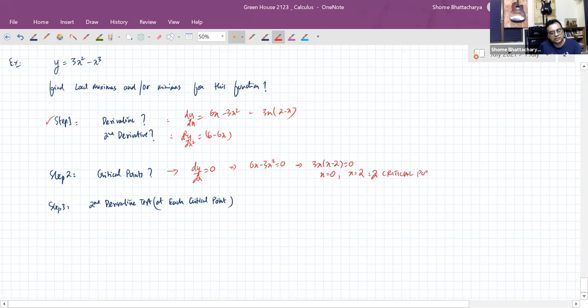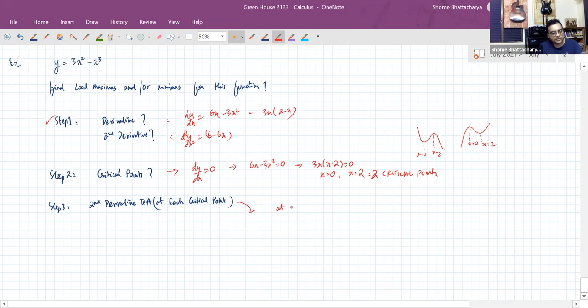Now, typically, when we have 2 critical points, one of them has to be a maxima and one of them has to be a minima. So the graph of the function has to be either like this, or like this, one of these two. So either minima is at the point 0 and maxima is at the point 2, or vice versa, maxima is at 0 and minima is at 2. So which of these two graphs is correct? For that, we have to do the second derivative test.